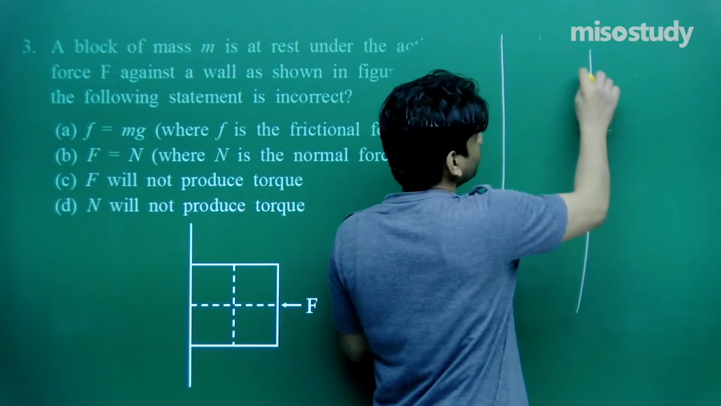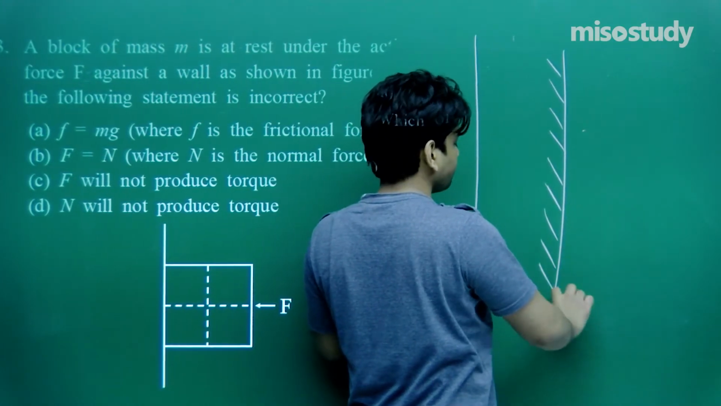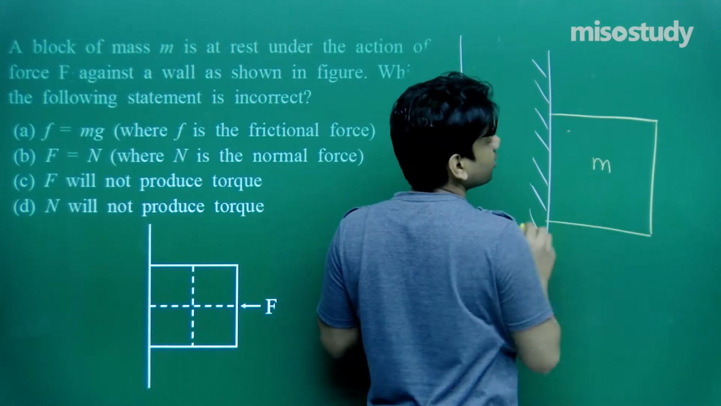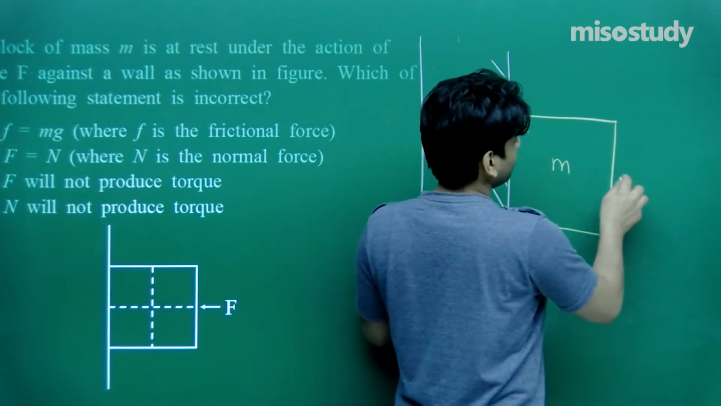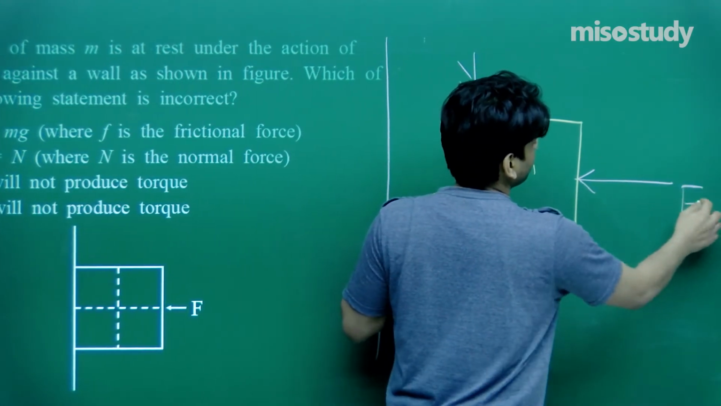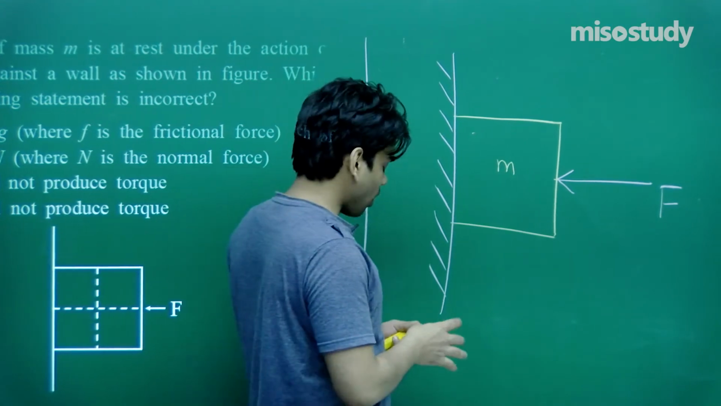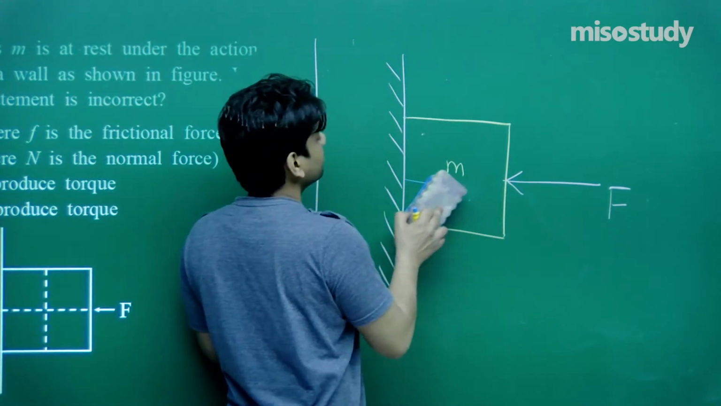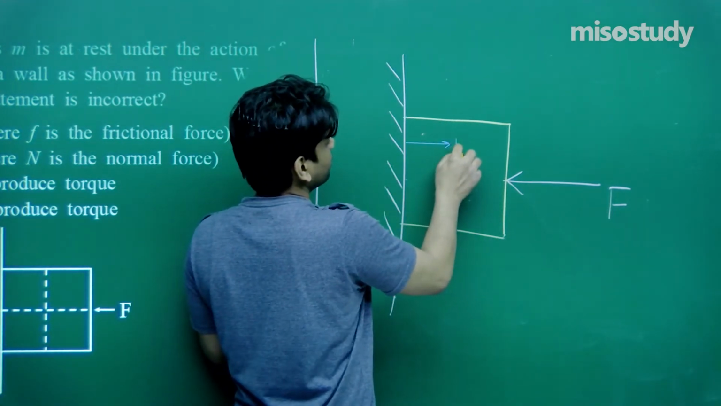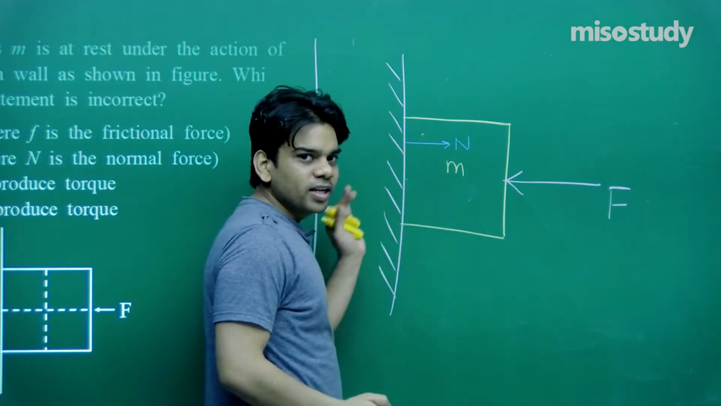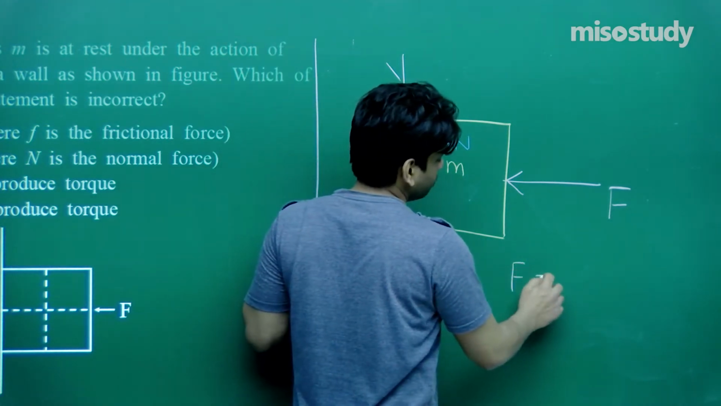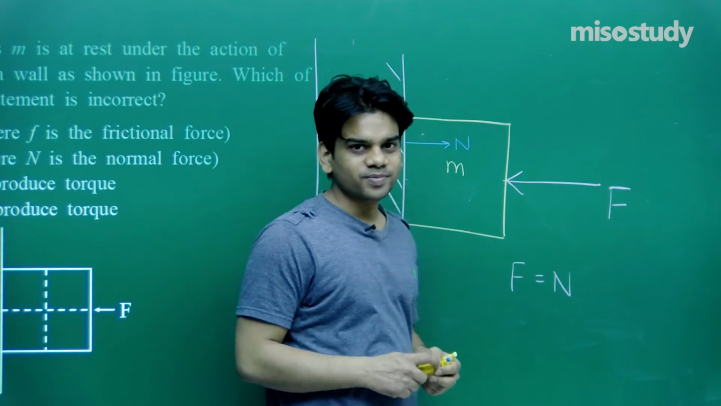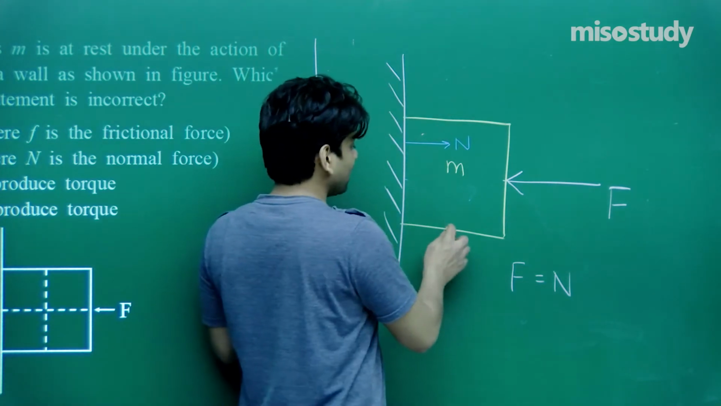Now see, this block is attached to this wall. This is the block and the mass is given as small m. The force acting towards the wall is capital F. There will be a normal reaction acting on the block along this direction. From the horizontal equilibrium, we can easily write that F should be equal to N. Now let's talk about vertical forces. Understand, mg is acting along the downward direction.